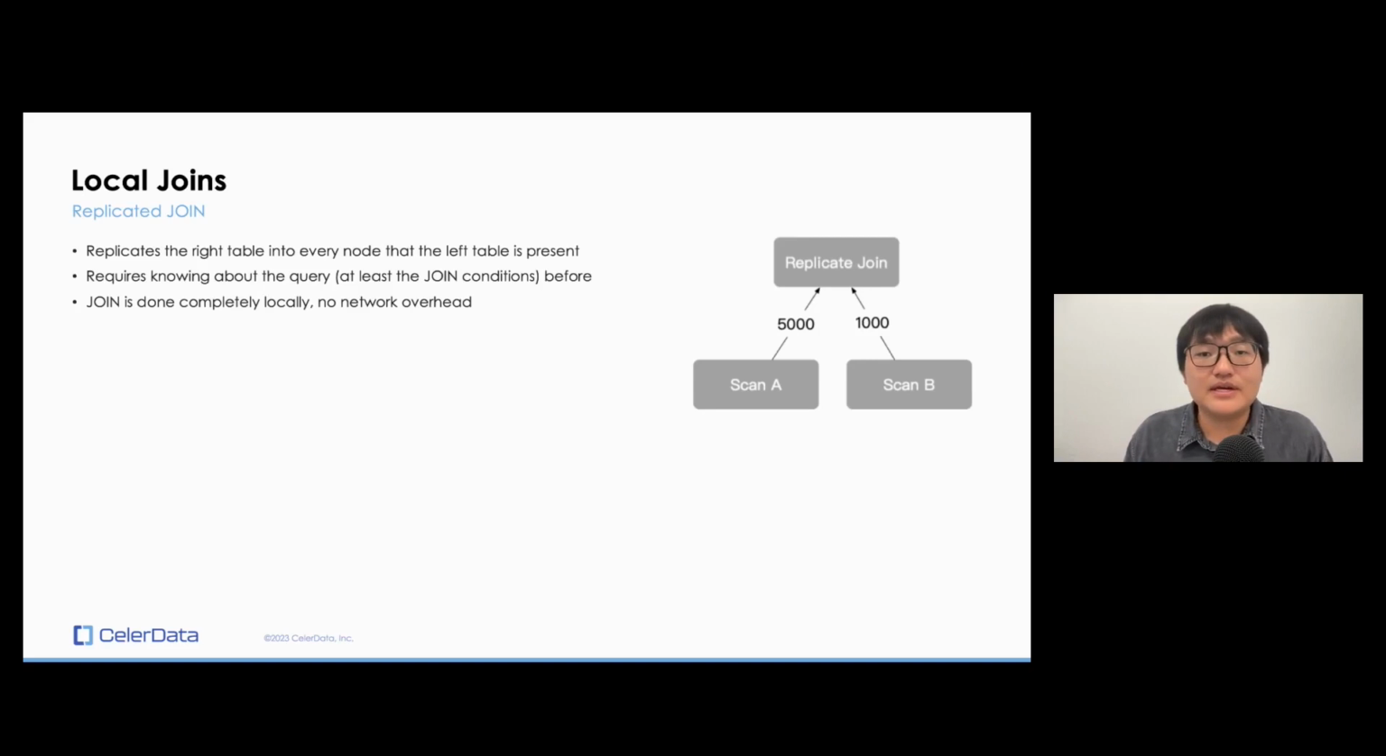What this does is replicate the right table onto every single node where the left table is present. So let's say we have three compute nodes. You have three copies of your table B in your whole cluster, right? And for this, because all of the data is distributed in all of the nodes, there's no network overhead, right? So the join is completely local, but it wastes a lot of storage space, right? And this is fast as well.